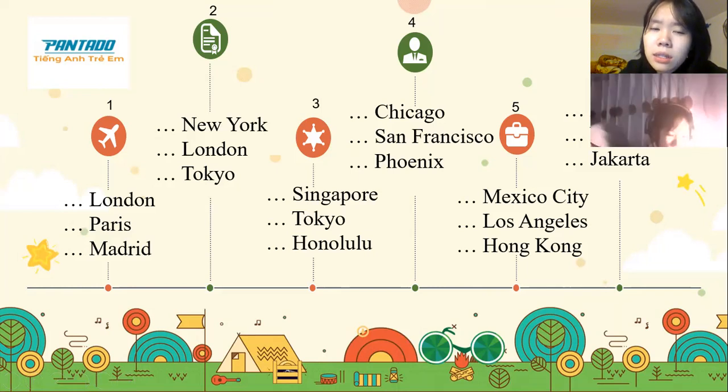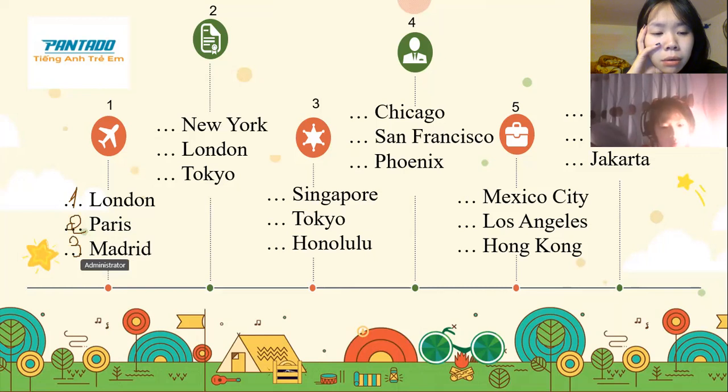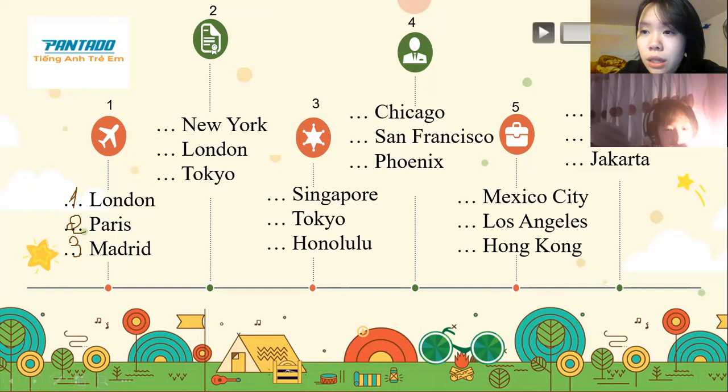So what is the most expensive? London is one. Okay, London is the most expensive. Paris is two and Madrid is three. Okay, we will check it later. The next one, listen to the next one.